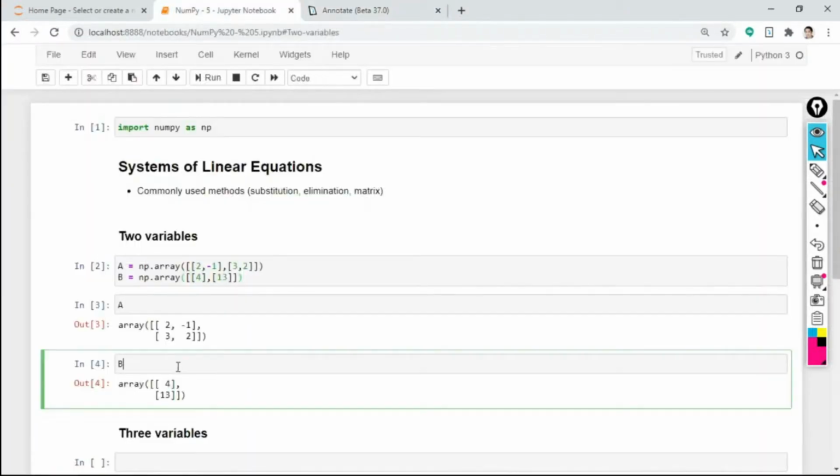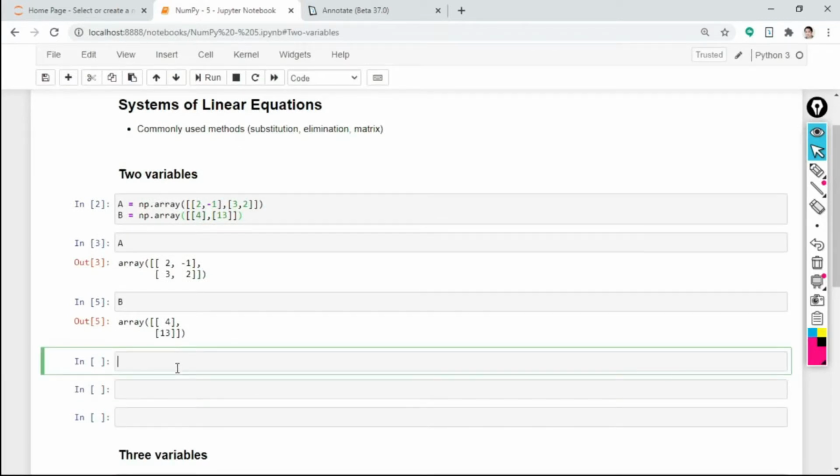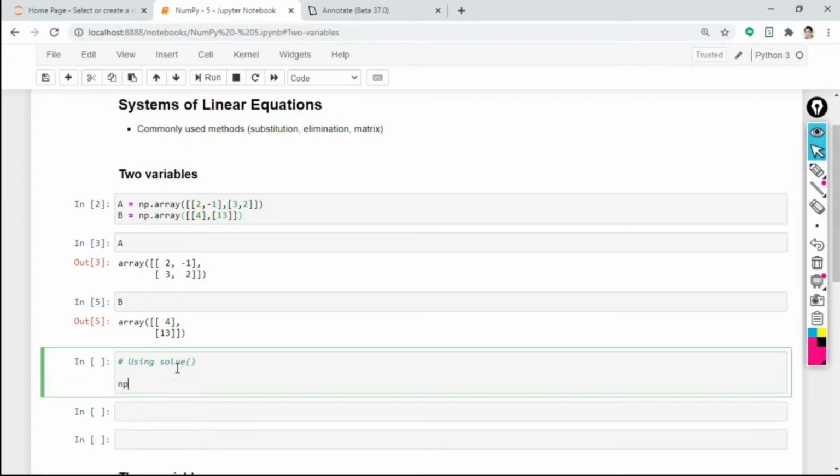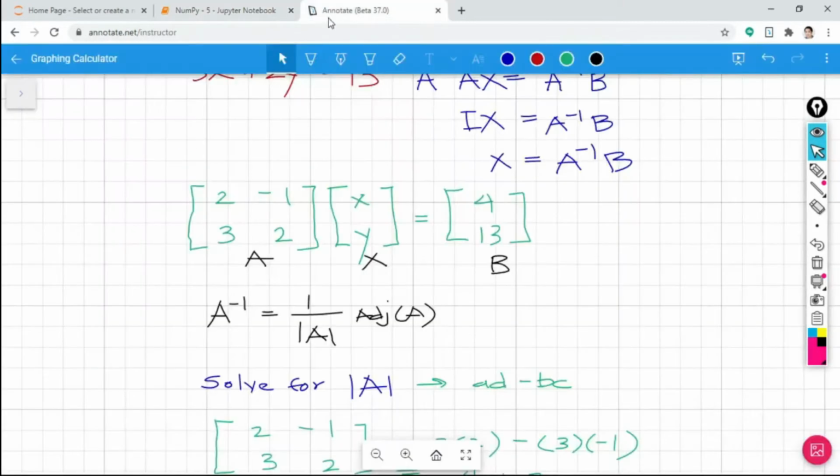So the way you solve this one in NumPy is very easy. You use the linear algebra solve function. Okay. So actually there's two methods. This one is the shortest one. So you use np.linalg.solve. So you pass two matrices, A and B. So the result will be 3 and 2. So that's the solution. The x will be 3 and the y will be 2.